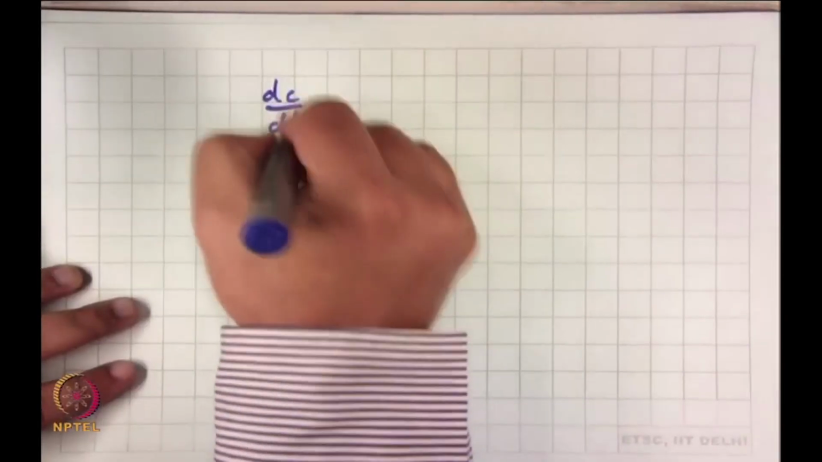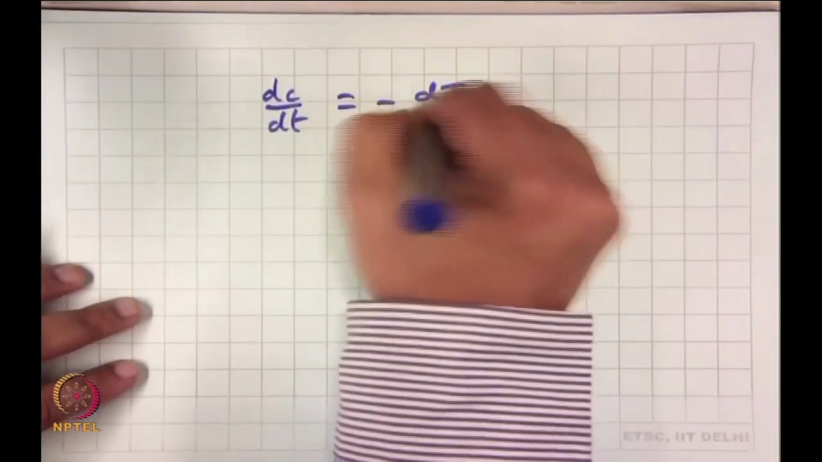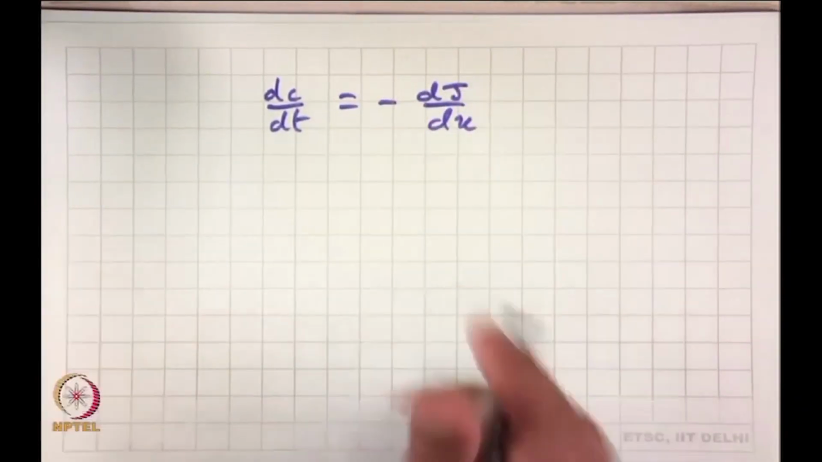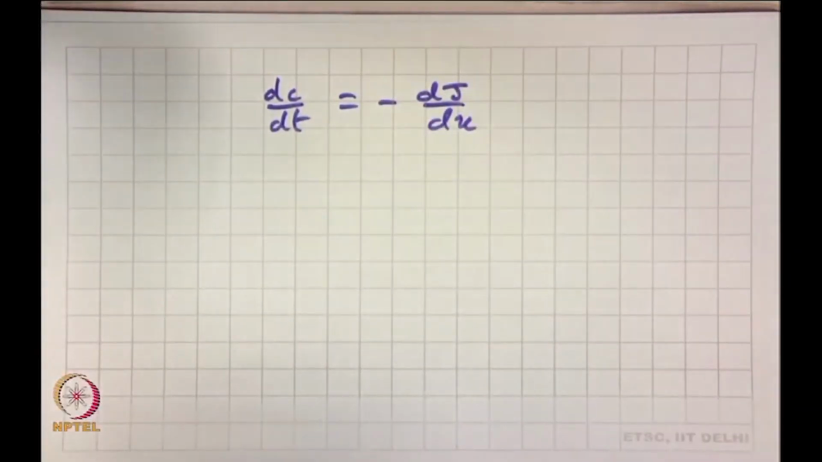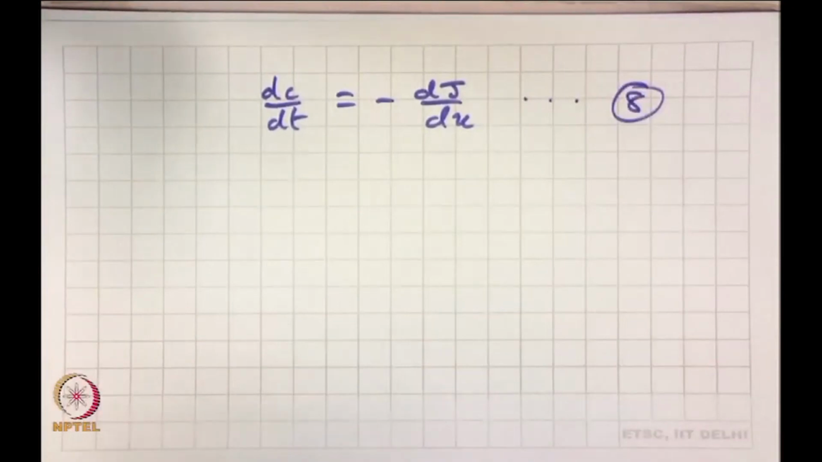So, what we say is dC over dt is equal to minus dJ over dx. What would this equation number be, if you can help me with this? So, 8, right. Good. So, dC over dt is equal to minus dJ over dx. This is where you start from with a non-steady state diffusion condition.